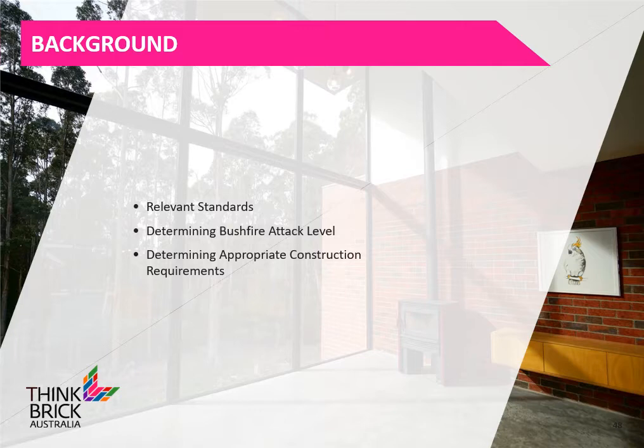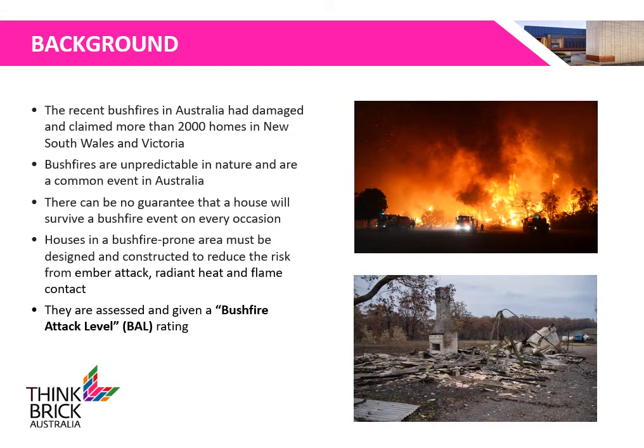So just some background information before we begin. This presentation will go through relevant standards such as AS 3959, construction of buildings in bushfire-prone areas. We will look at how to determine bushfire attack levels and the corresponding construction requirements through the use of this standard. Given the bushfires New South Wales and Victoria have experienced in early 2020, houses in bushfire-prone areas must be carefully designed and constructed to reduce the risk of ember attack, radiant heat, and flame contact.